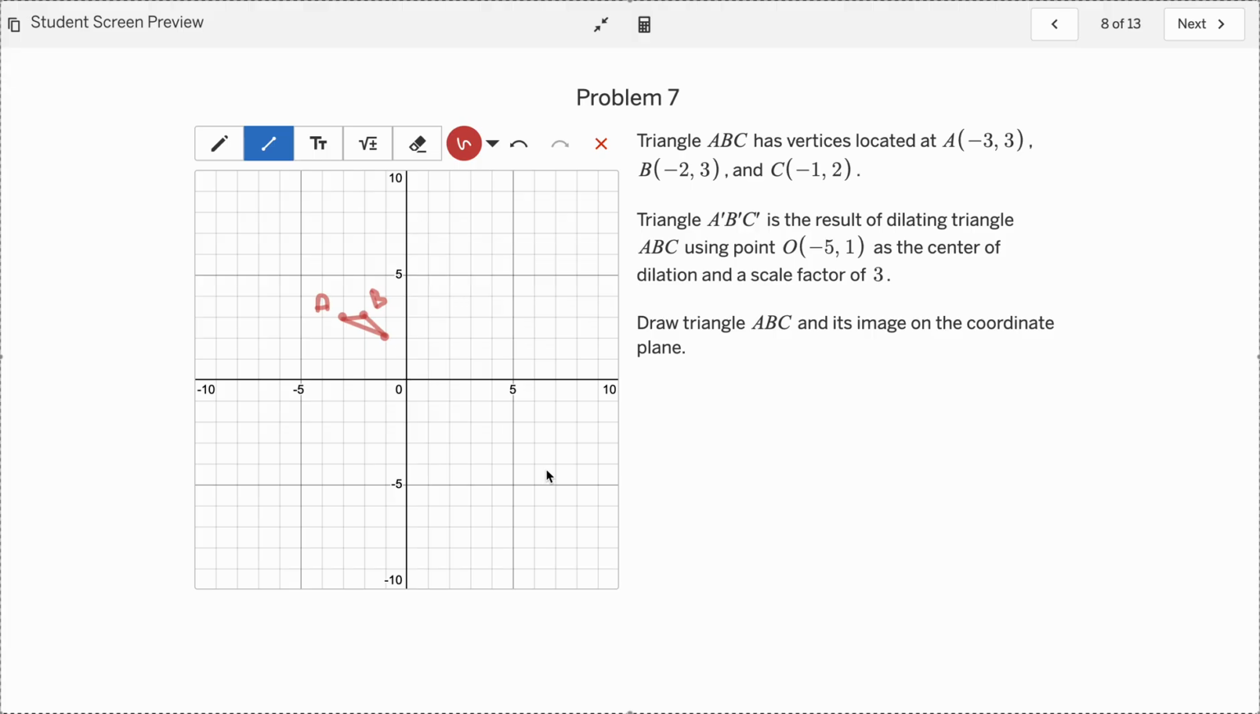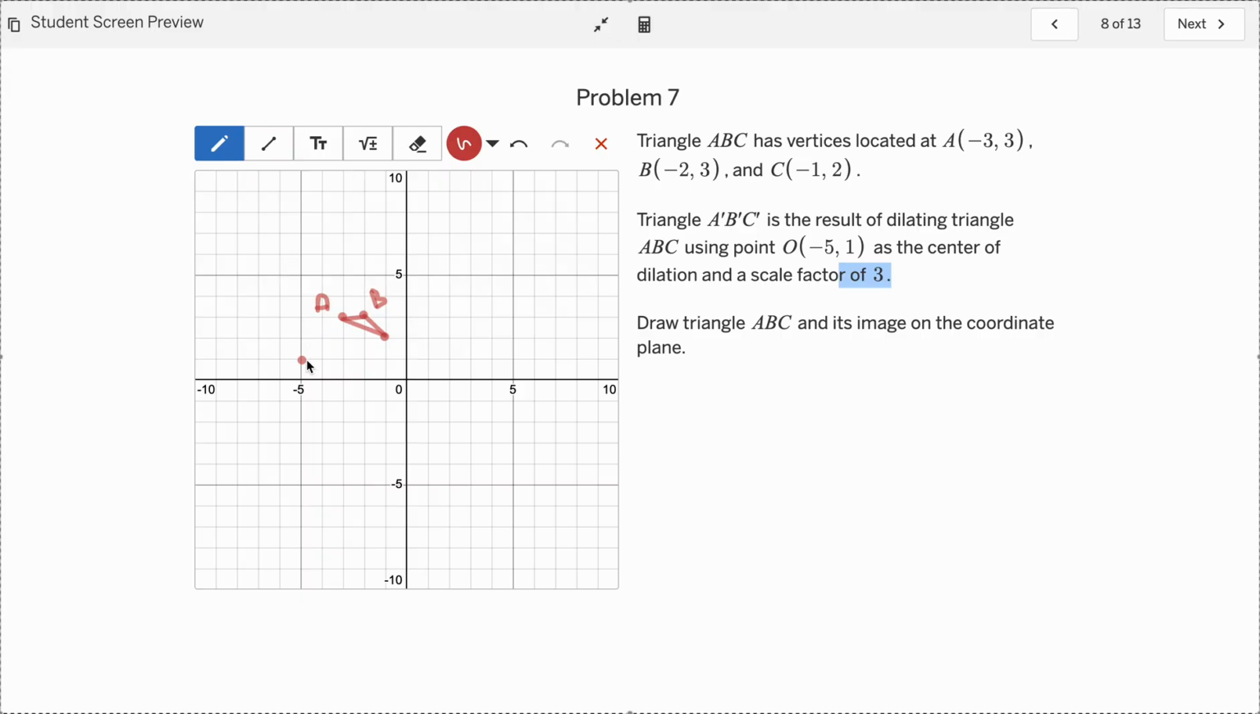Like super teeny tiny triangle. Okay, so if our center of dilation is -5, +1, it's going to be right here. That means that every point needs to come back to this point. So I have to use my scale factor of 3 and relate that to every single one of these points.